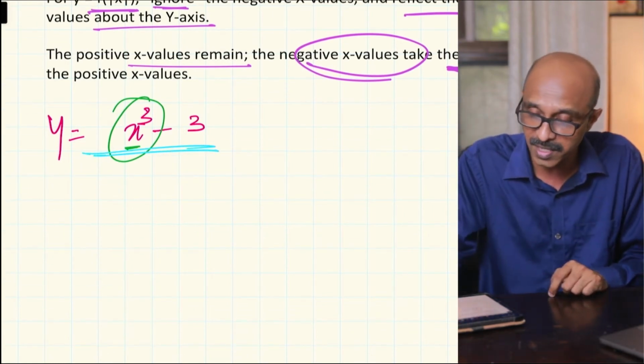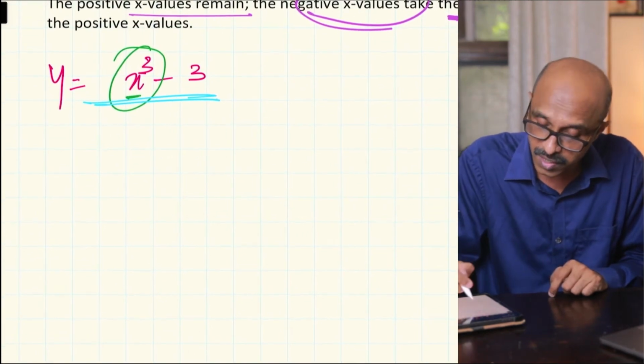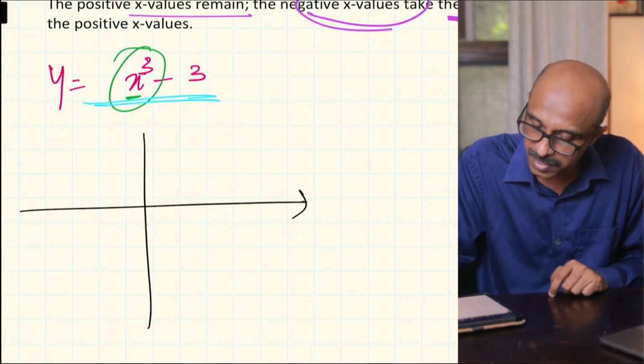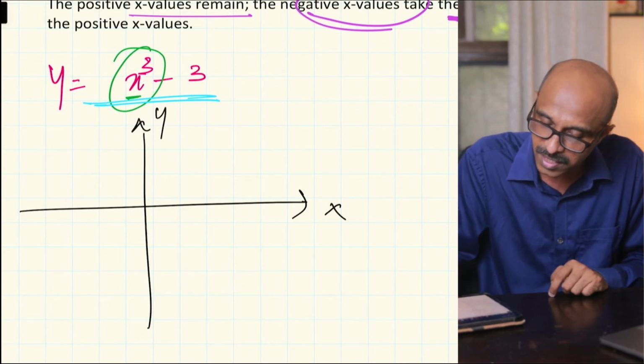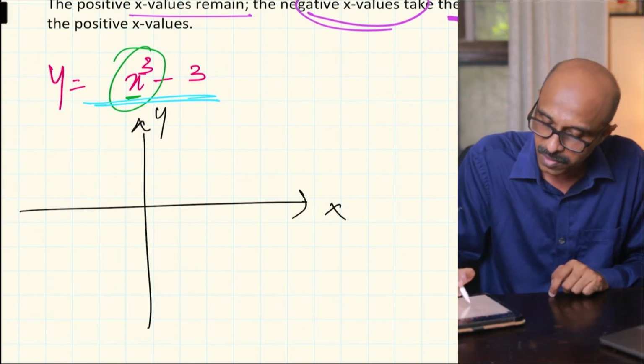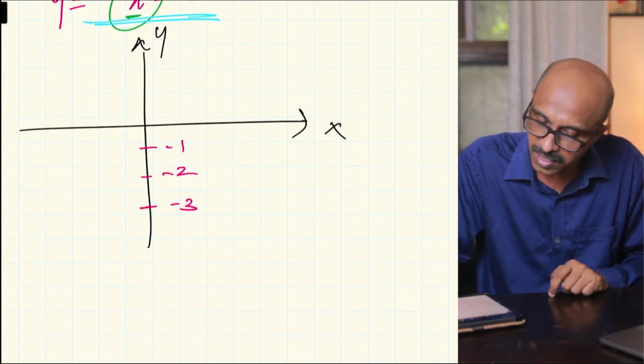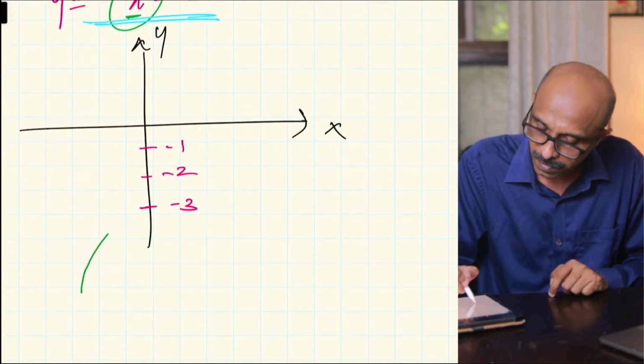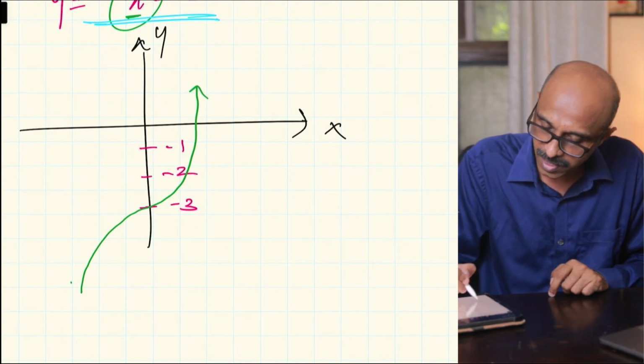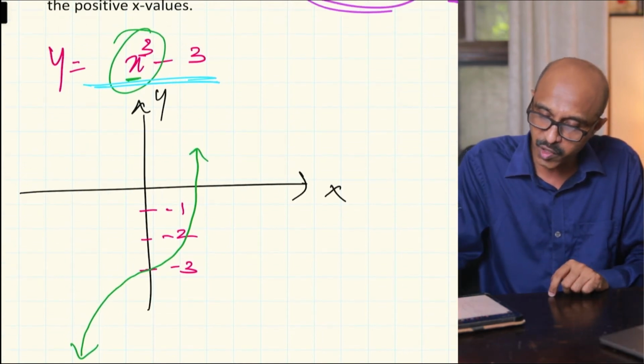It's gone down by 3 steps. So first, let's draw this graph. Let's say this is the x-axis and the y-axis, and it's gone down by 3 steps. So that's -1, -2, and -3. You are going to get a graph, something like that. Okay, that's going to be the graph y equals x cubed minus 3.